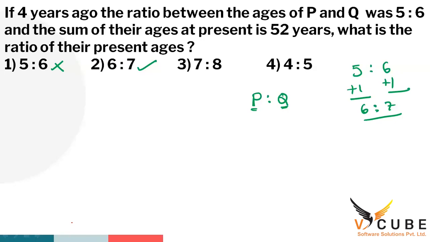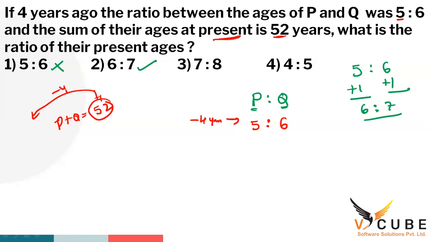Right. The given problem: 4 years ago the ratio is 5:6, and the sum of their ages is 52 years. So look at the screen guys here. P plus Q, the total sum age is how much guys? 52 years. Now present age is 52 years. So 4 years ago their ages was how much guys? 44. Very good, excellent. 44.